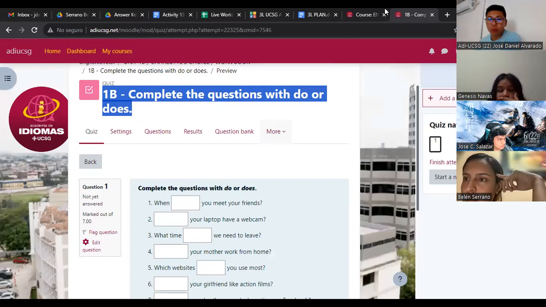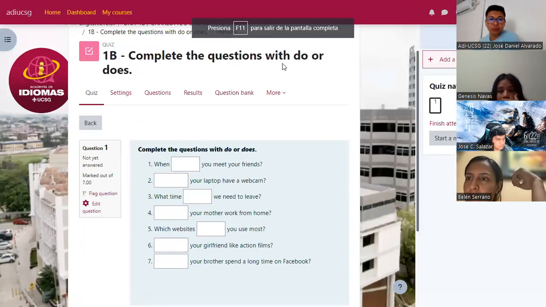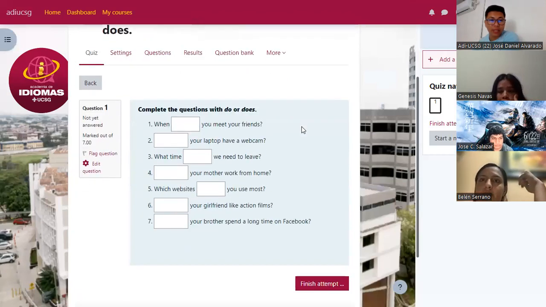Okay, guys, so we are doing this activity on the workbook 1B.